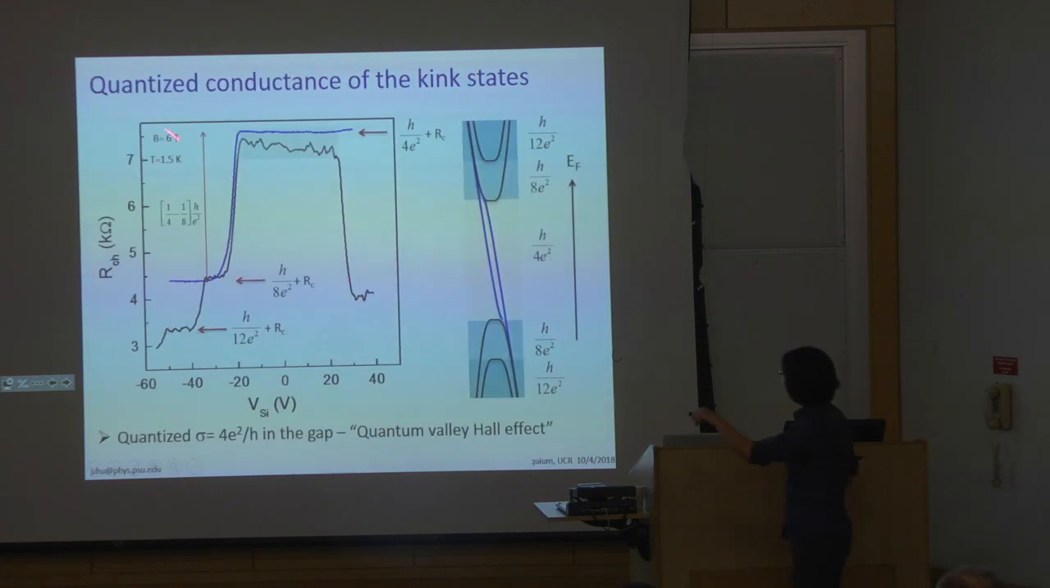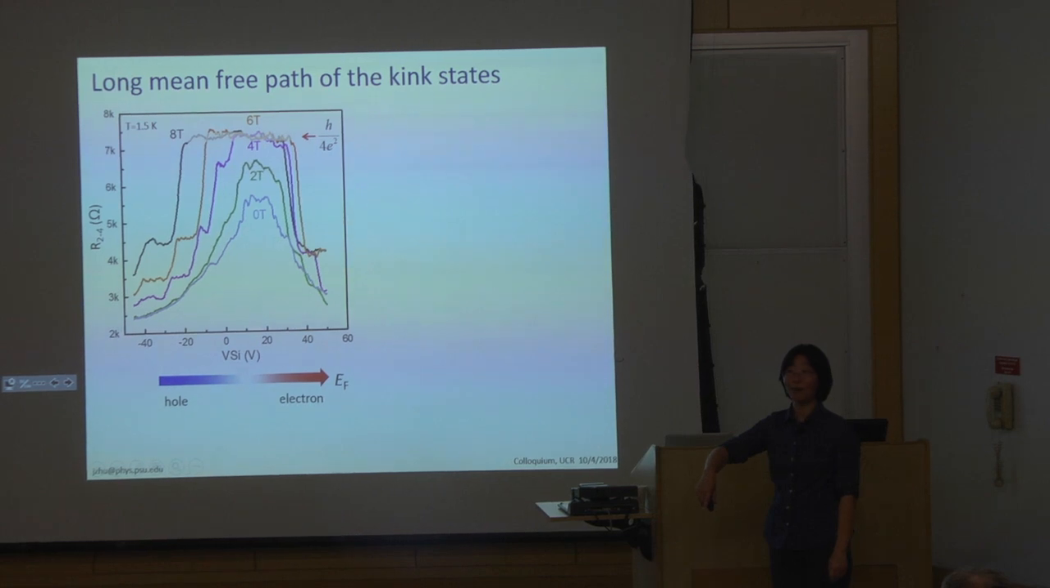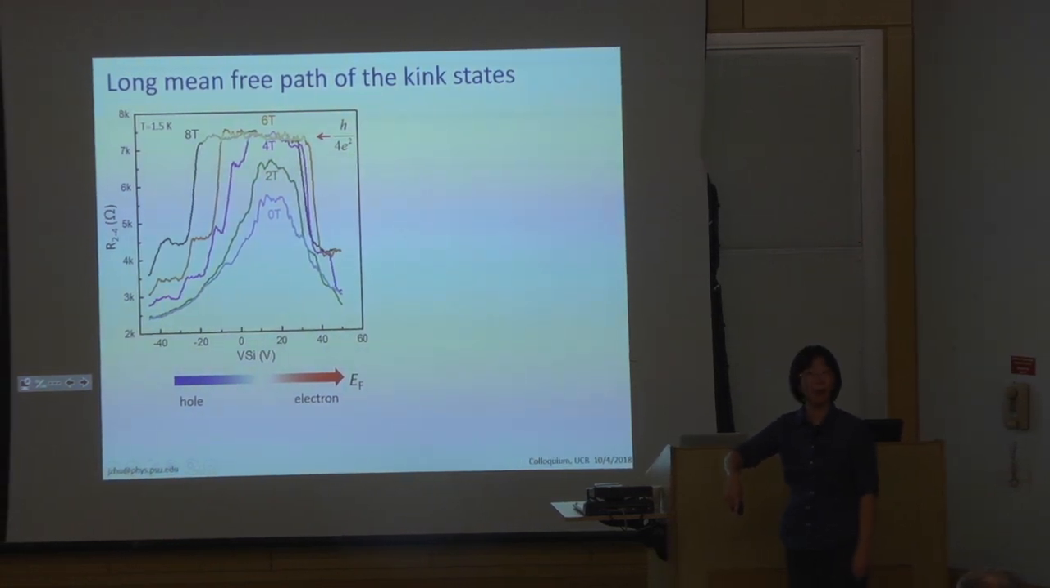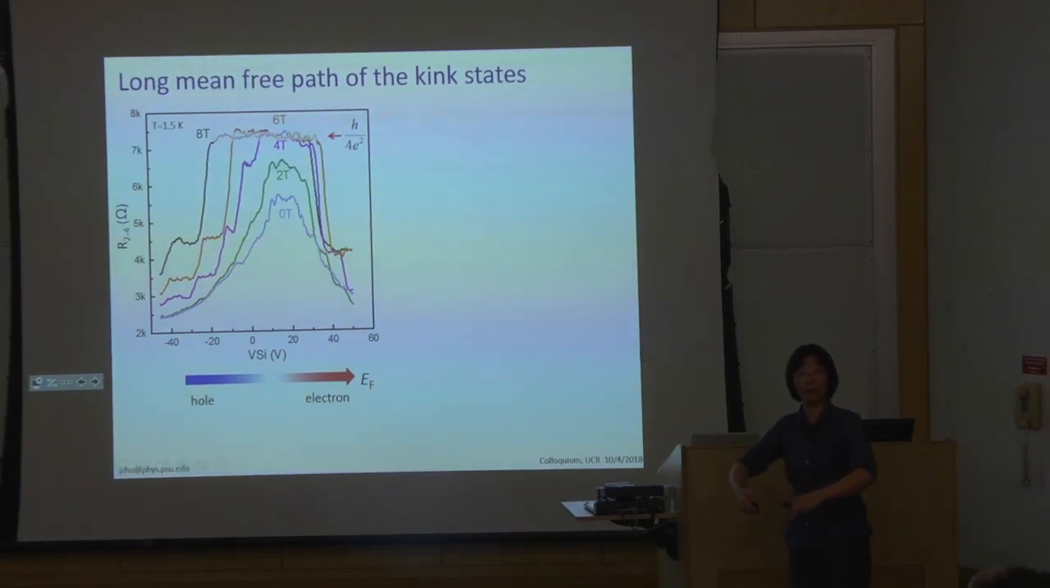So this was 6 Tesla. As we lower the magnetic field back down towards 0, you can see that this plateau first stayed at h over 4e squared, but when I really lowered the field to 2 and 0 Tesla, the resistance actually dropped. It's not because they became more conductive. They cannot be more conductive than ballistic. The reason is that, remember the parallel conduction that I showed you before in the control situation? That turned on, and the two of them conducting in parallel brings the resistance down a bit.